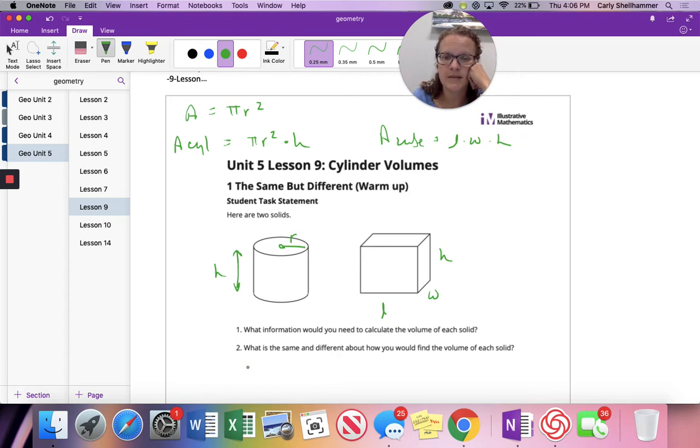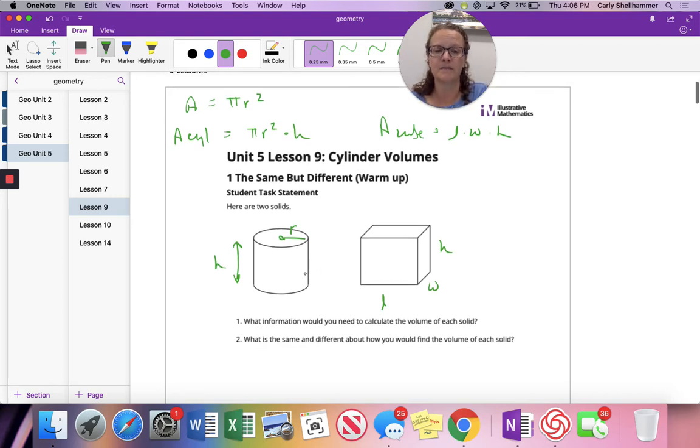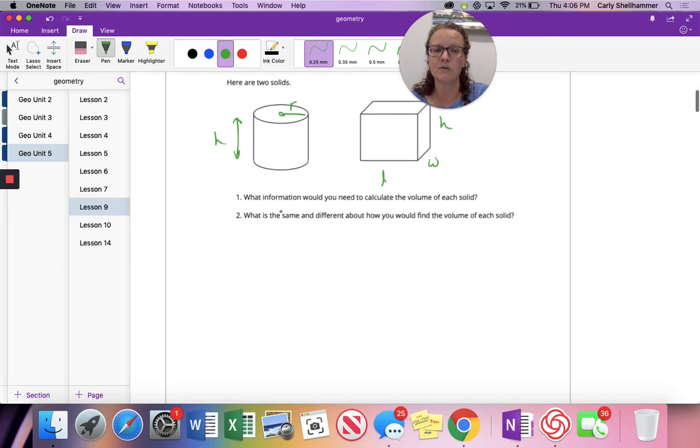What is the same and different about how you would find the volume of each solid? Well, they're different shapes, so we would need the radius of a circle. We still need the height. We need how tall it is, but it's a different measurement as far as length and width goes.